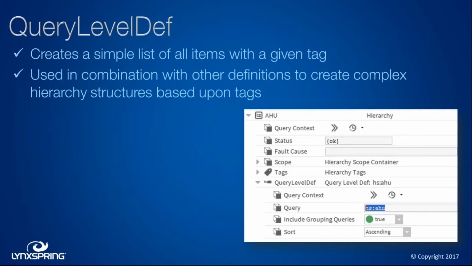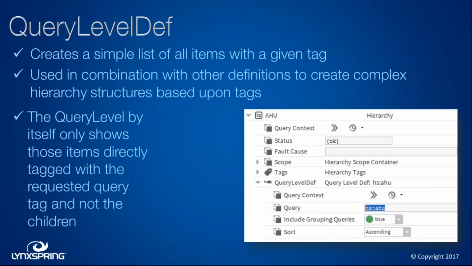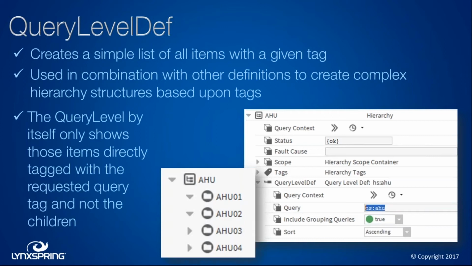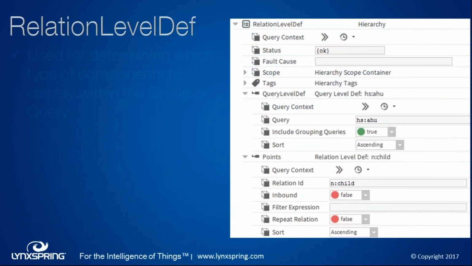So in this case, I have some items that are tagged with the Haystack Dictionary as an AHU. I put that into my query. Under that query level def, it's going to give me a list of everything that is tagged AHU. Notice from those top 2, my AHU 01, 02, this does not show anything underneath those tagged items. It doesn't show any of the children. It simply shows exactly what was tagged and nothing else.